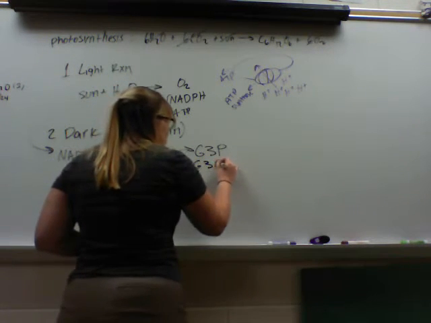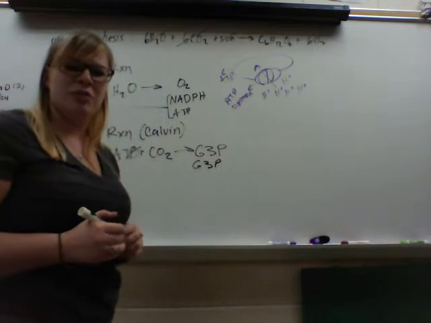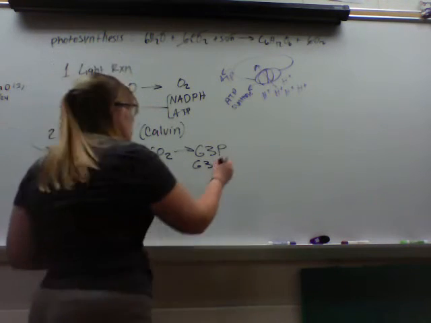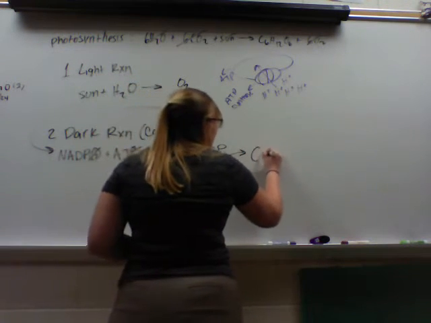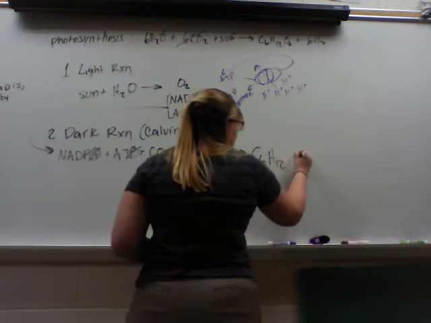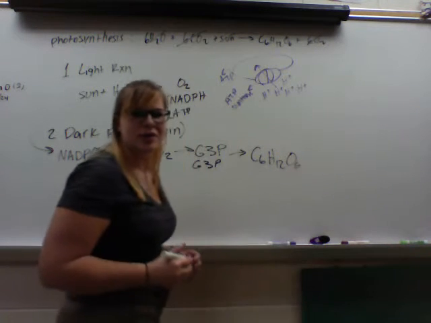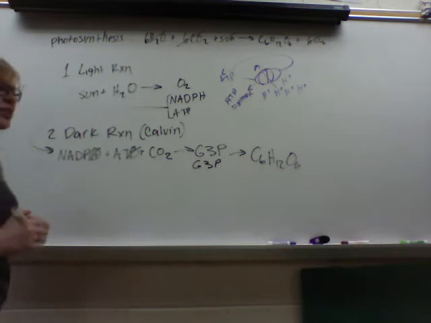G3P has 3 carbons in it. So when you put 2 G3Ps together, there's 6 carbons. And when you have 6 carbons together is when you get a glucose. Can you still see that? You can still see that. And so that is my dark reaction.